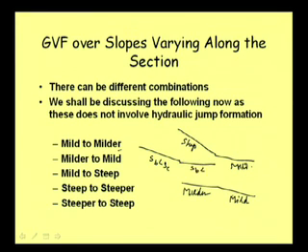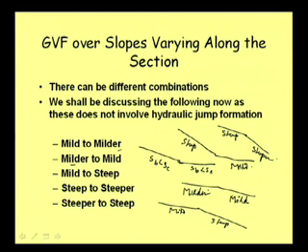Here also SB is less than or equal to SC, but it is flatter than this one. Then we can discuss milder to mild, that means this case. Then we can discuss mild to steep, say a mild slope is coming, then it is becoming steep. Then we can discuss steep to steeper, a steep slope is coming like this and then it is becoming further steeper. So, it will be steep to steeper.